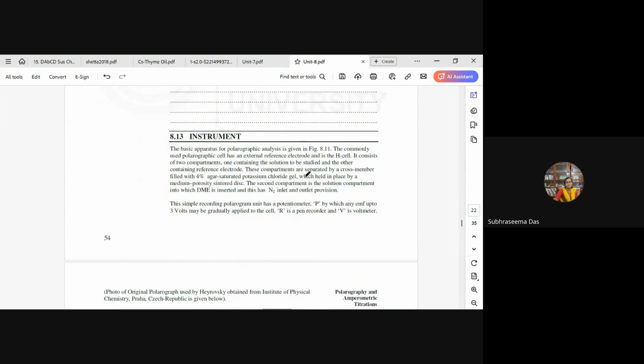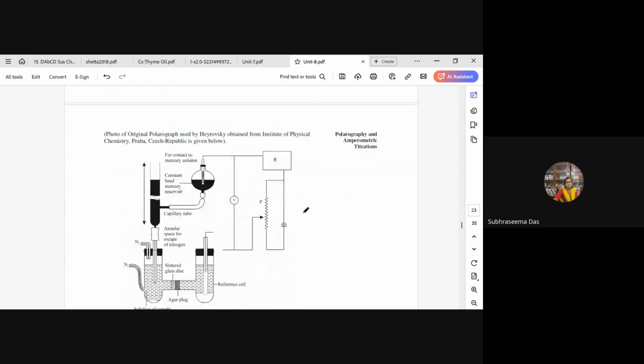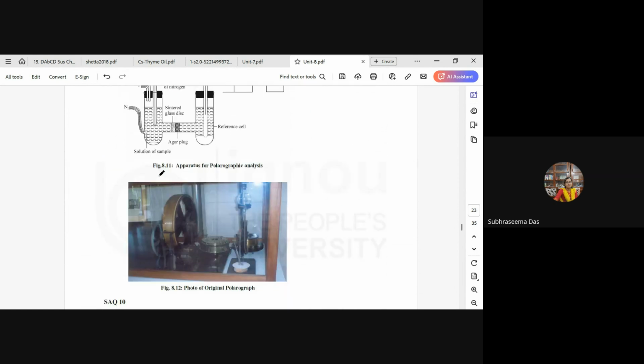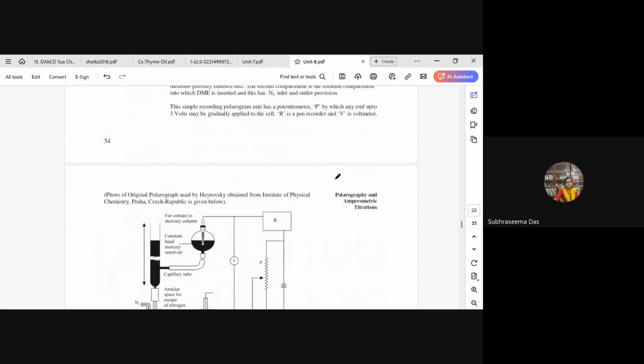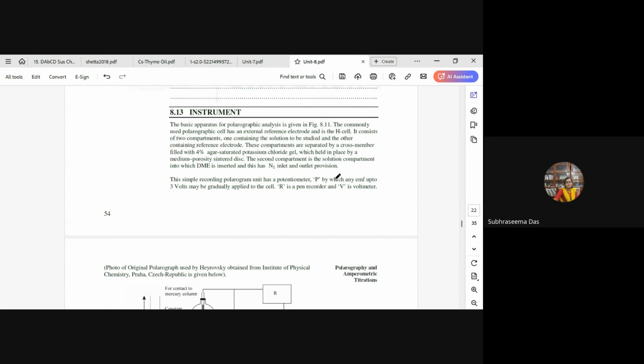Then coming to the instrumentation. So the basic instrumentation for a polarographic method has been shown in figure 8.11. It uses a polarographic cell and has an external reference electrode, and it is an H cell. It is composed of two components, one which contains the solution to be studied and the other that contains the reference electrode. These components are separated by a cross member that is filled with a saturated KCl gel, which is agar and saturated KCl.